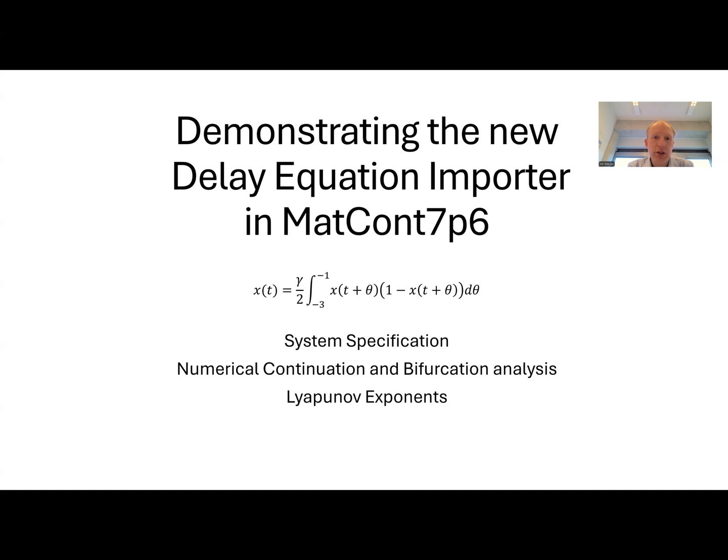What is a delay equation? Well, a delay equation depends on the history. So here's an example on the screen. You see x depending on time, but on the right-hand side we integrate over theta from -3 to -1, so it depends on the history. This is also a quadratic equation, so it's nonlinear. We see one parameter, gamma, and we will vary that later on.